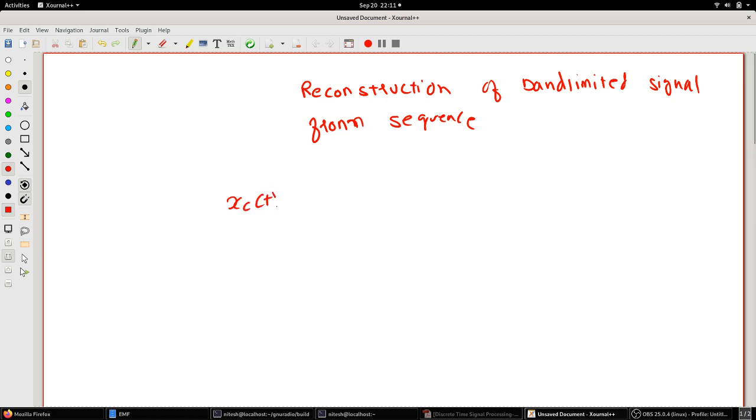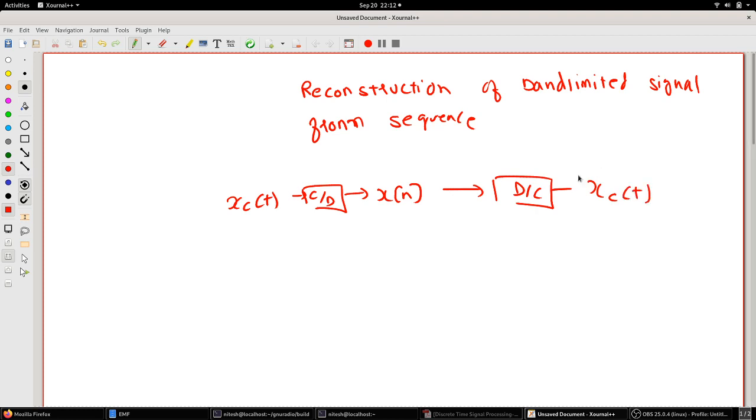x continuous of t, you passed it through a C to D converter, and you got a discrete time sequence. Now this discrete time sequence has to be passed through a D to C converter to get the x C of t back. This is what the goal is. We looked at this guy, now we will be looking at this one.